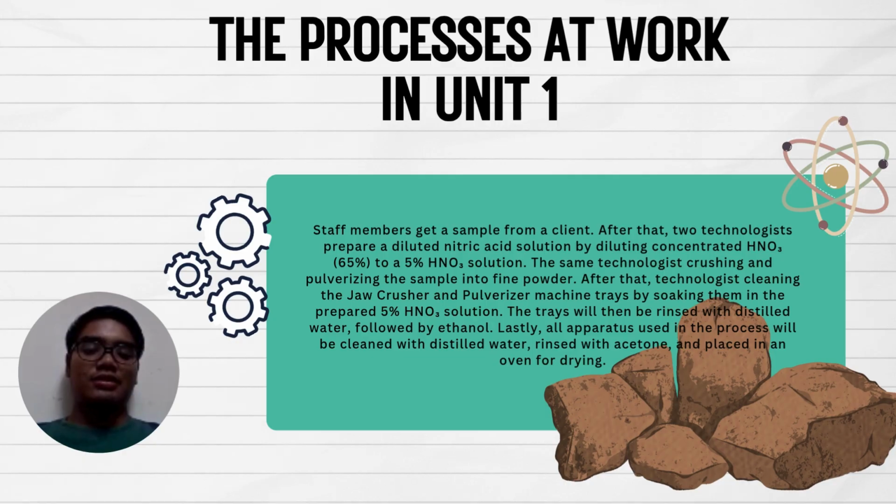After that, the technologists clean the jaw crusher and pulverizer machine trays by soaking them in the 5% HNO3 solution. The trays will then be rinsed with distilled water, followed by ethanol. Lastly, all apparatus used in the process will be cleaned with distilled water, rinsed with alkaline, and placed in an oven for drying.